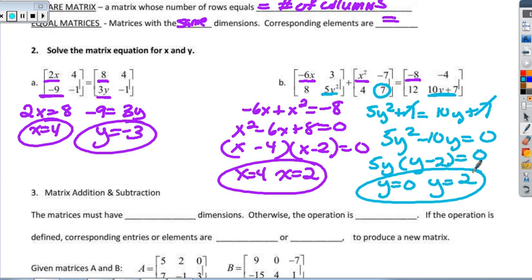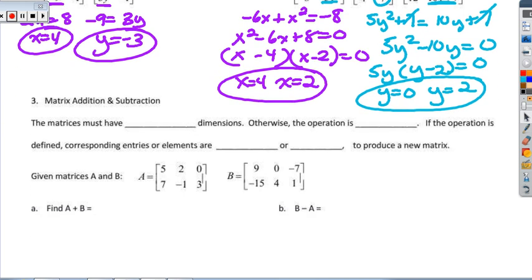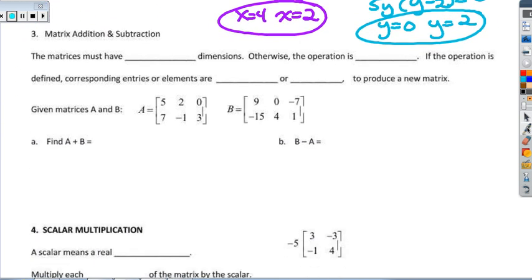We could do some basic operations with our matrices. So let's first talk about adding and subtracting. In order to do so, the matrices must have the same dimension. Otherwise, the operation is considered undefined. If the operation is defined, meaning they have the same dimensions, all the corresponding elements will be added or subtracted to produce the new matrix.